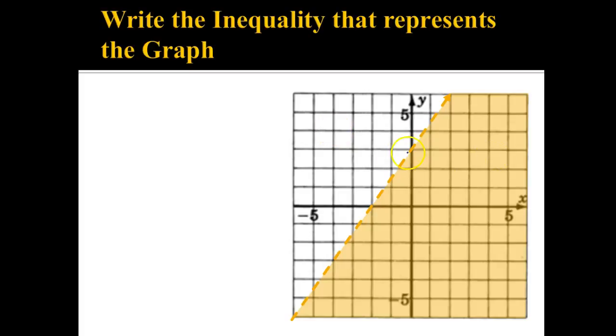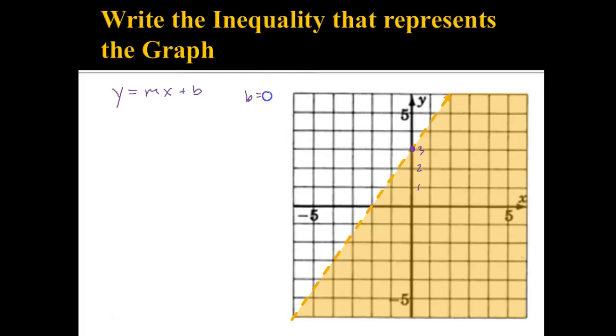So the first thing we're going to look for is the line that is the border line for this inequality. That line is this dashed line here. And so we're going to find where that line hits the y-axis. That's called the y-intercept, and that is 1, 2, 3. So the y-intercept is 3, so y equals mx plus b. B equals 3. Okay, b equals 3.